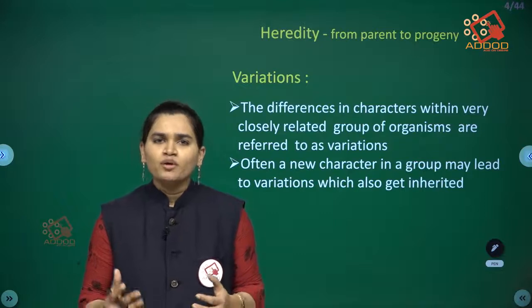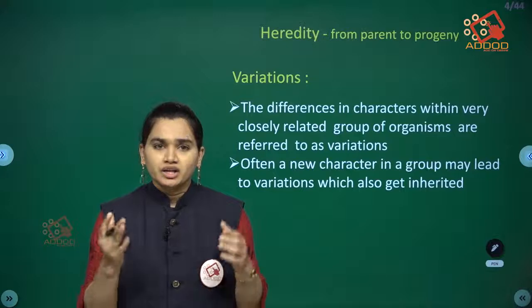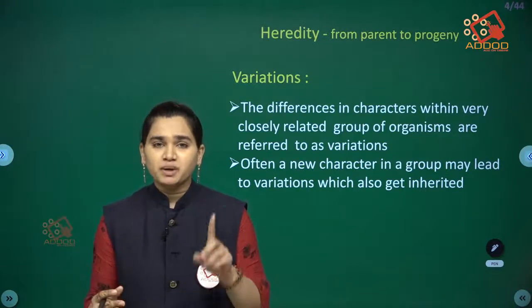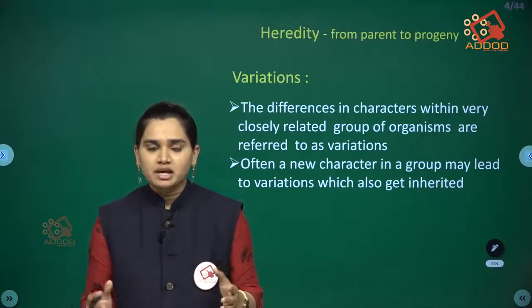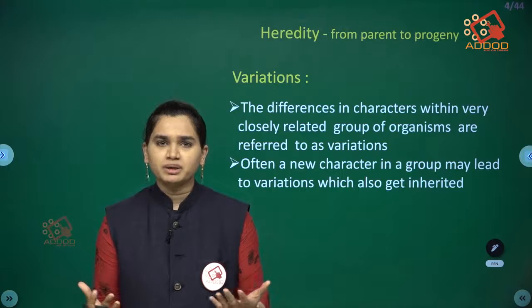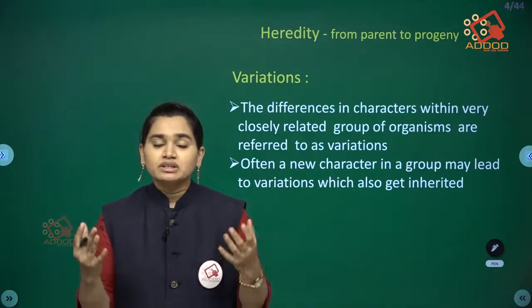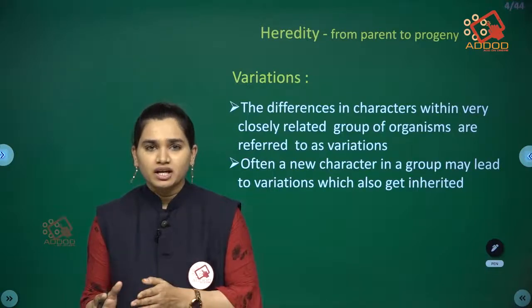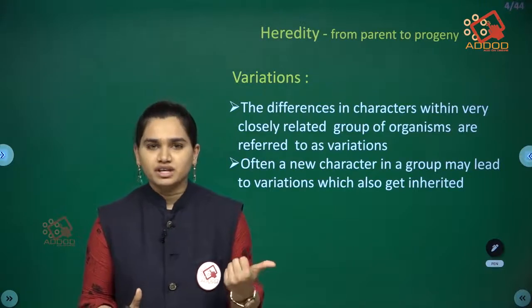Now, in order to understand this heredity, we also need to understand first term, that is variation. Now, when you look around in the world, you see a lot of people. One person is never equal to the other person, except the twins, right? They are having similarities. But when you compare other people, one person is never the same as that of other person. So, these differences in the characters or the traits within closely related groups is known as variation.